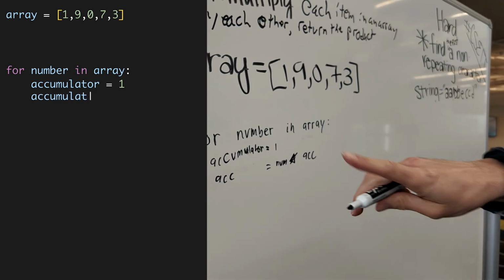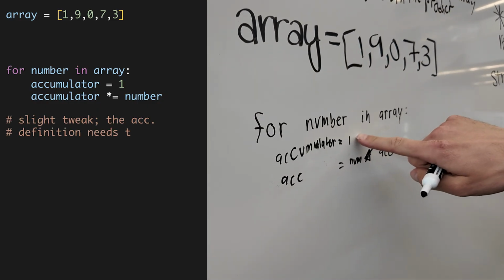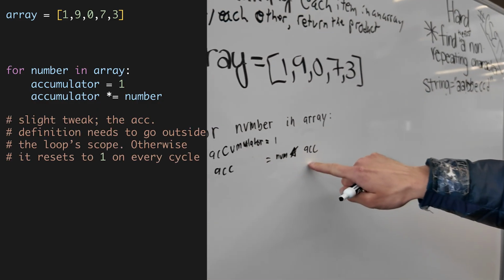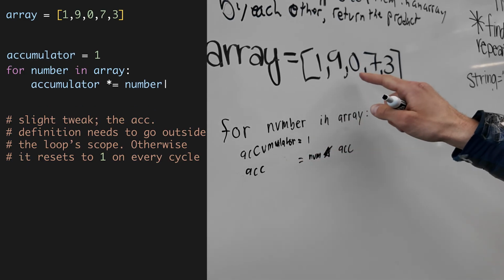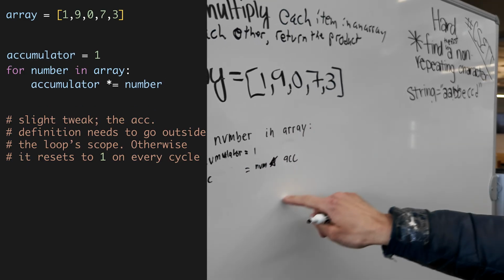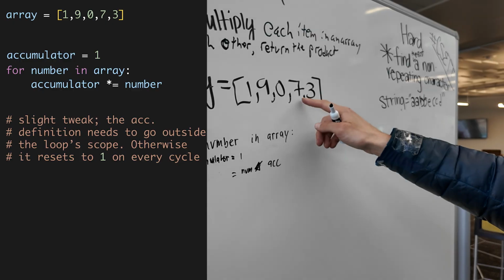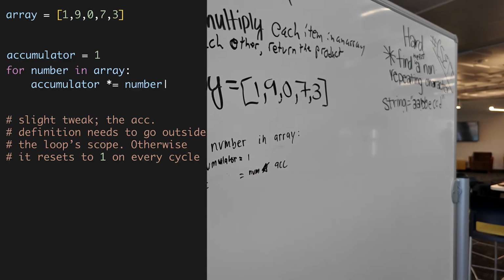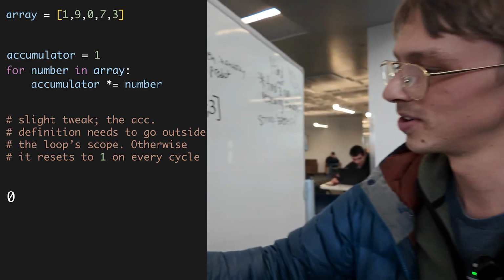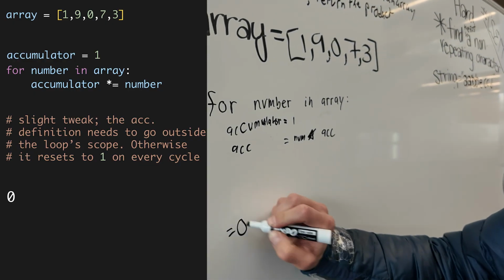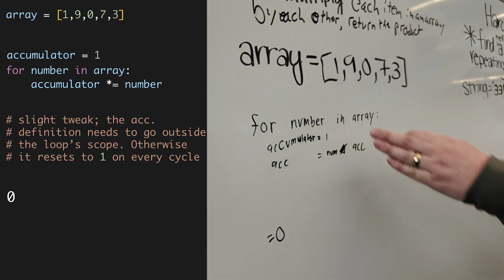Okay, wait, hang on. So the first time it would do 1 times 1. And then it would do 9 times 1. And then it would do 0 times 9, right? And then it's going to end up as 0 anyway. Oh, freaking heck. Okay. So I just need to do... But I mean, even if this 0 was a 1, the logic would stay the same.